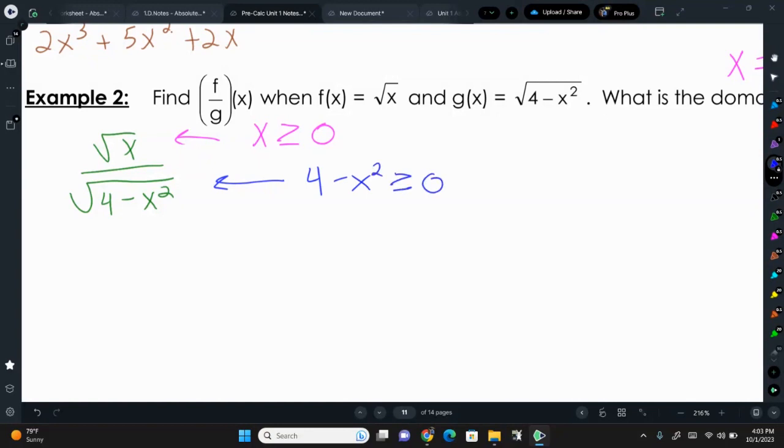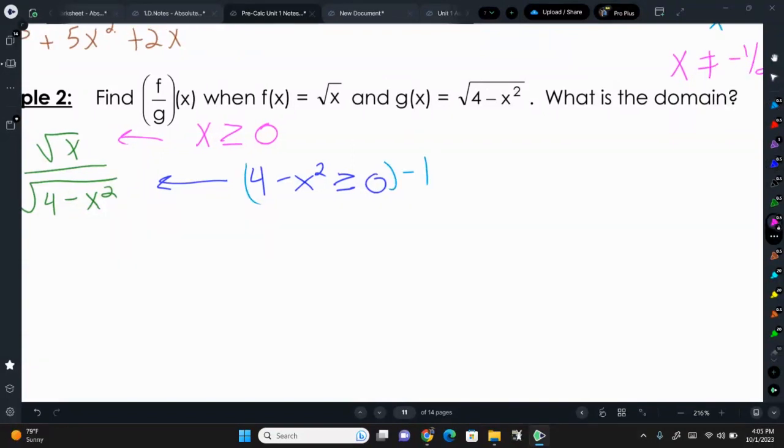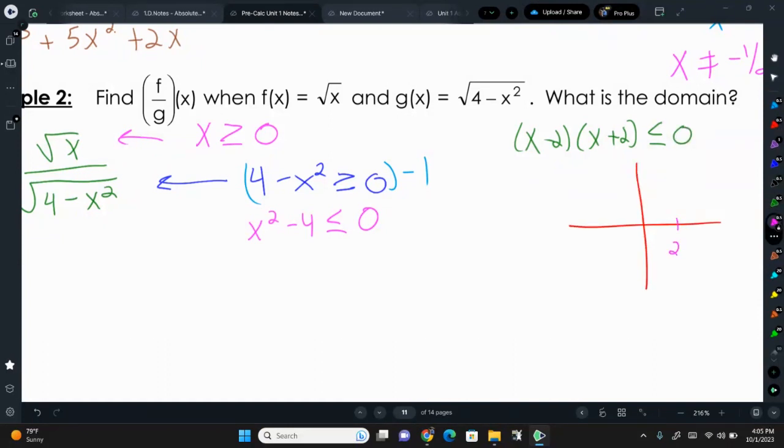And then through some algebraic manipulation, multiplying both sides by -1, we get x squared minus 4. We have to flip the sign, though, because we multiply by -1. And then this factors to x minus 2 times x plus 2 is less than or equal to 0. And then we can draw our rough sketch: 2, -2. We have our parabola. Less than means it's going to be underneath. So the domain for this part would be from -2 to 2.